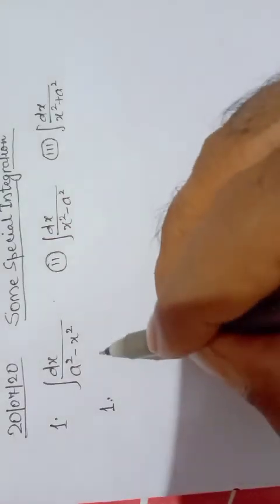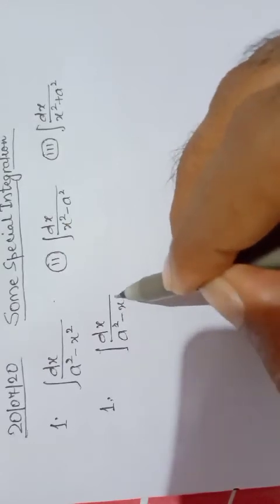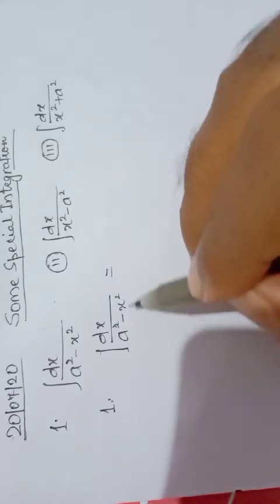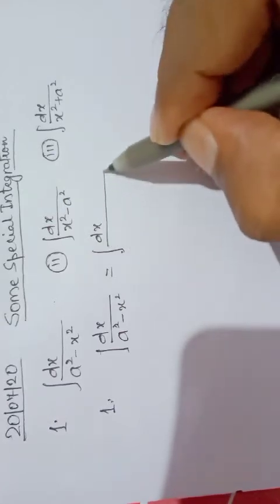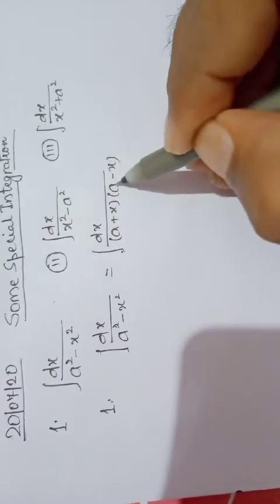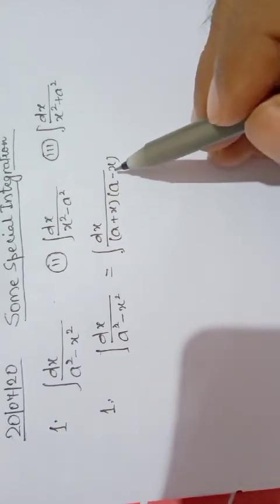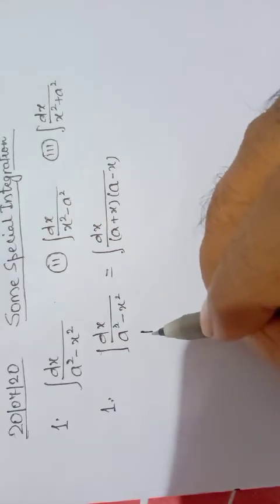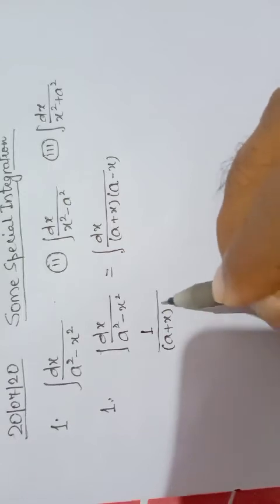First, integrate dx upon a square minus x square. In the first step, apply the formula for a minus b into a plus b. Dx upon a plus x into a minus x. See, the denominator is a product of two linear factors. So apply partial fractions. Our function is 1 upon a plus x into a minus x.